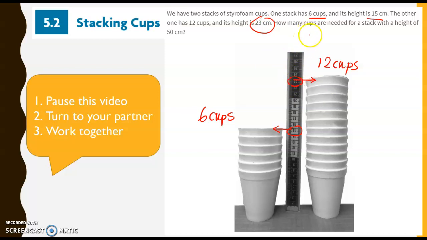How many cups are needed for a stack with a height of 50 centimeters? If I want to have 50 centimeters, how many cups is it going to be? How many cups do I need to stack up in order to get to 50 centimeters?